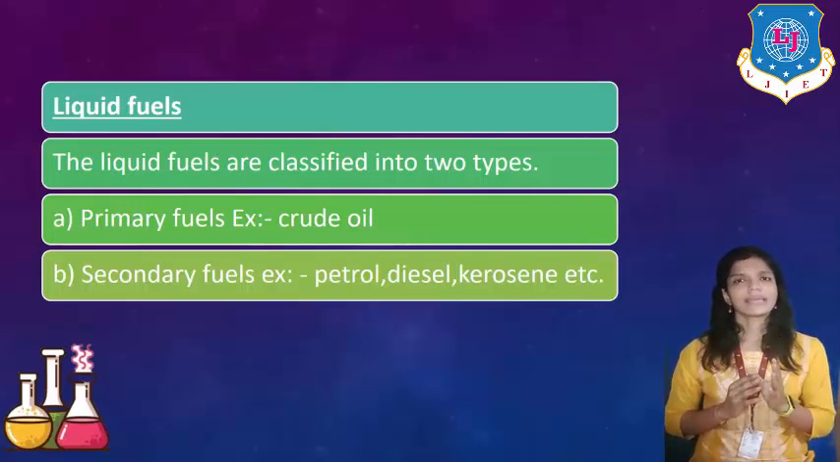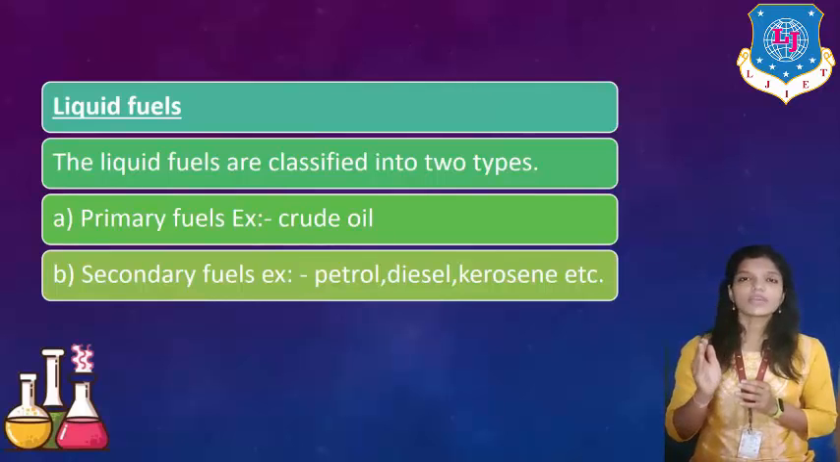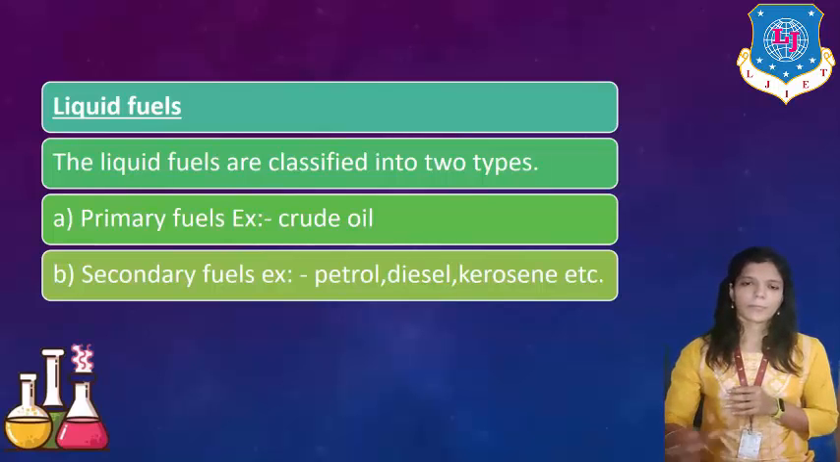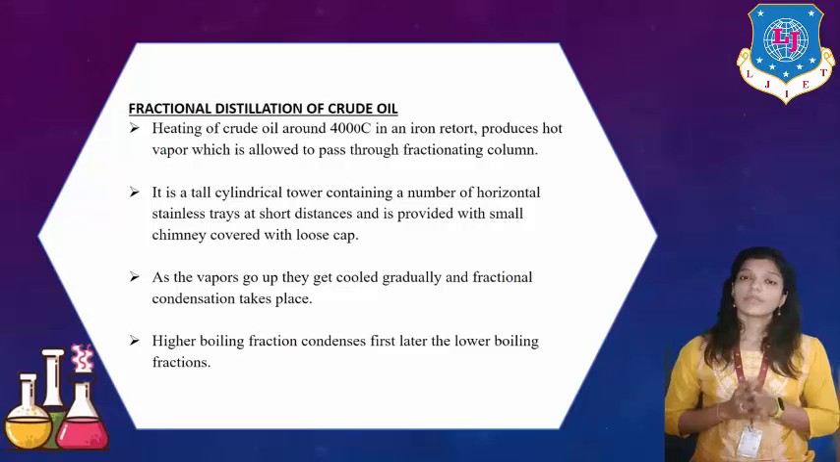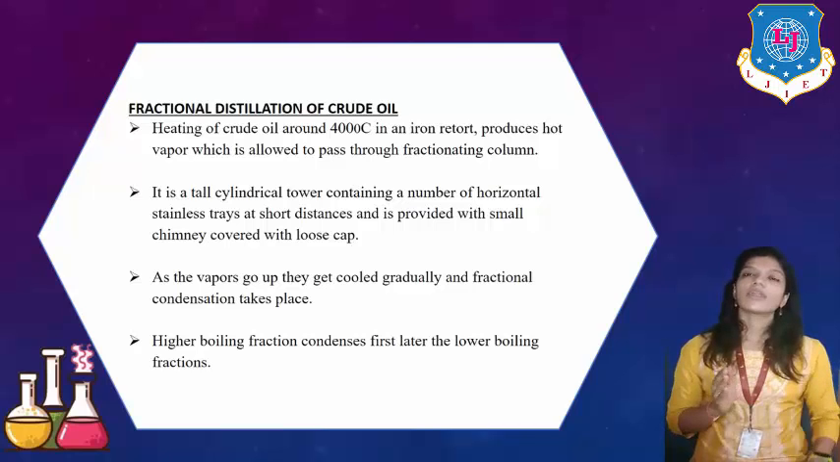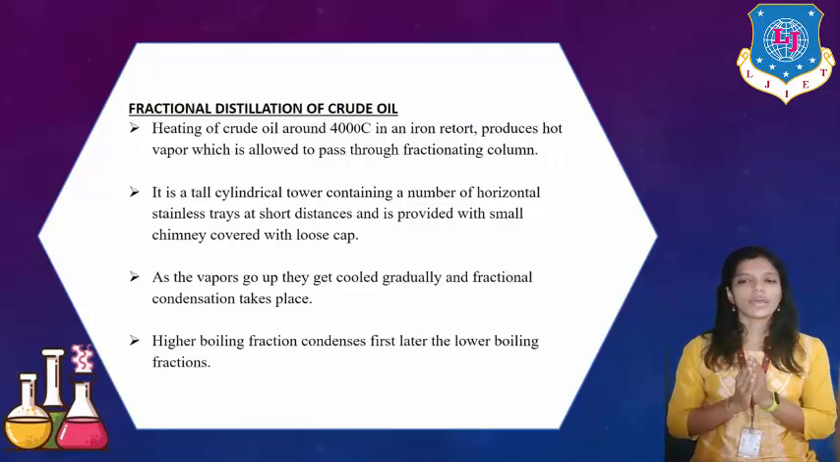And number two, secondary fuels. We can take examples of petrol, diesel, kerosene, etc. They are all considered as secondary liquid fuels. Now, it is very important for us to understand the fractional distillation of crude oil. Crude oil is the primary source, while the products which we obtain are known as the secondary fuels, or I should say, artificial oils or artificial fuels.